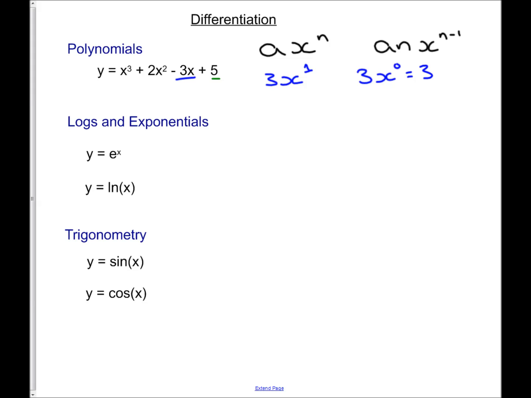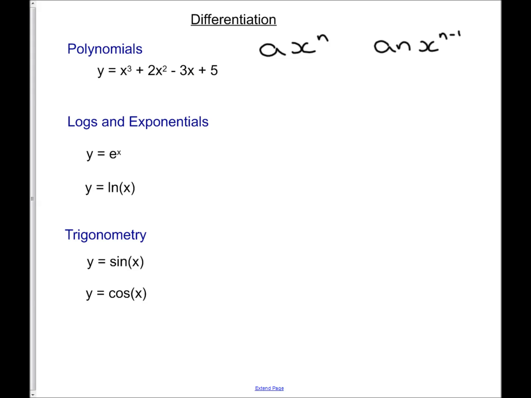And if I have a constant on the end, this is really just 5x to the power 0, because that's 5 times 1. I differentiate this and I times by the power, well, I get 0 times, and it really doesn't matter what happens after that. 0 times anything is 0. So yes, I could write it as 0 times 5x to the minus 1, but the 0 is just going to make the whole thing 0.